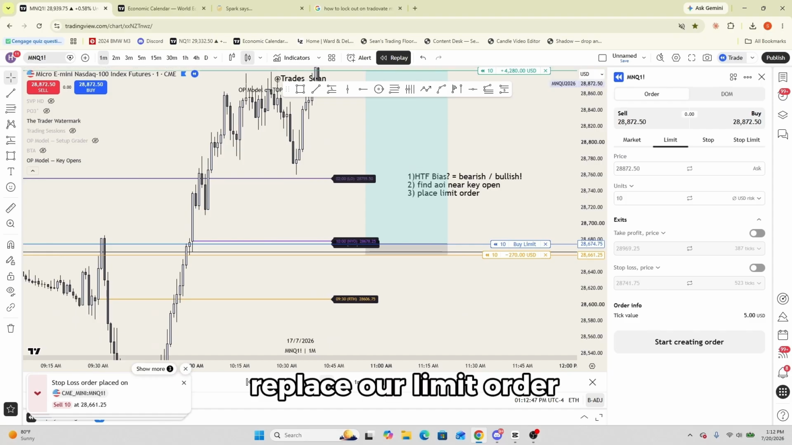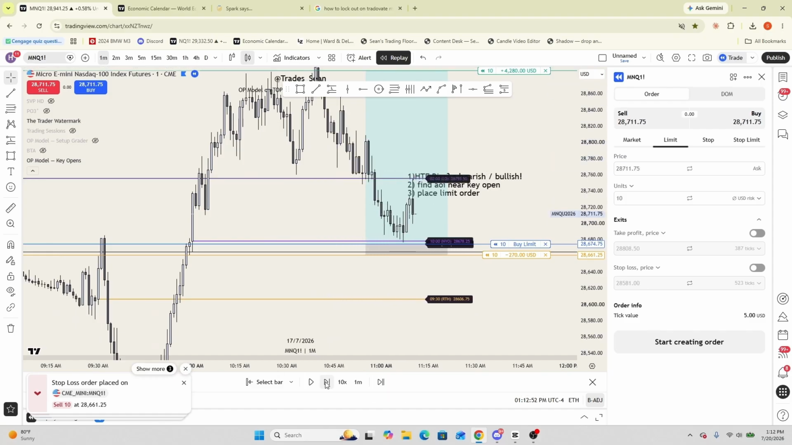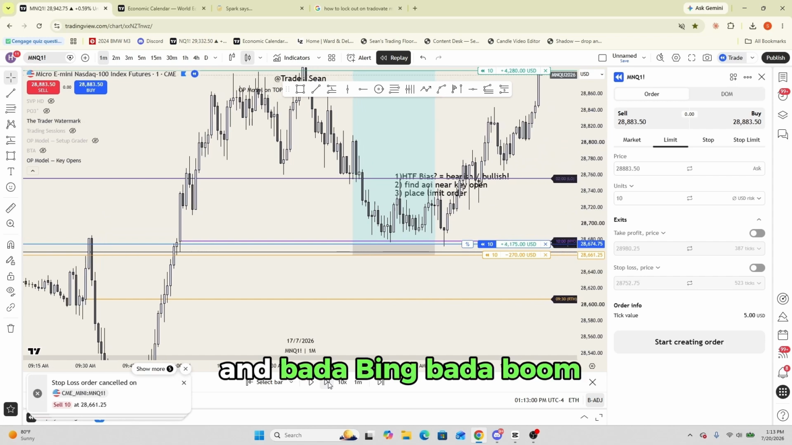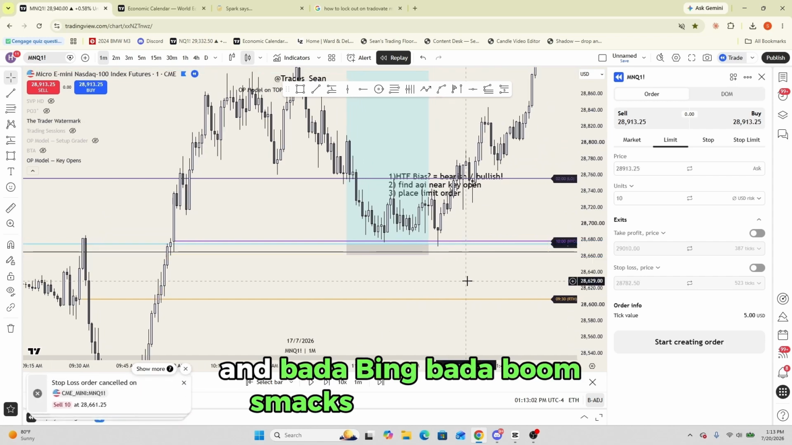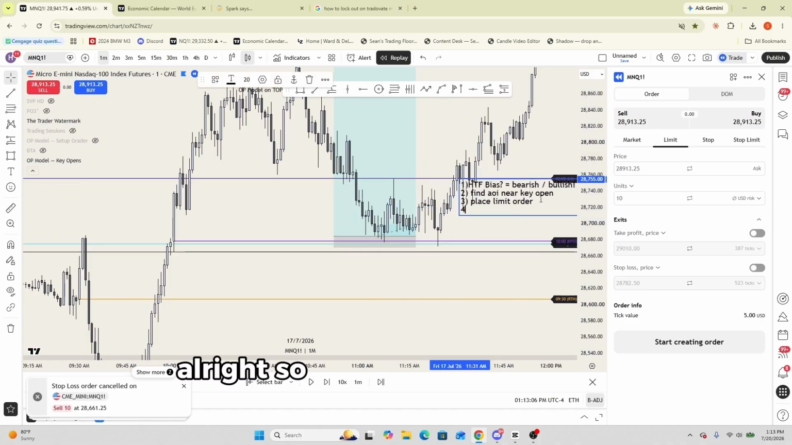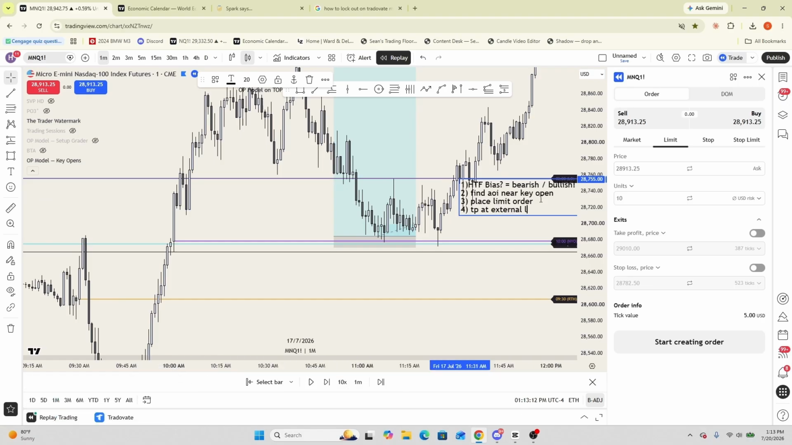We place our limit order, price comes back down, retest our 830, and bada bing, bada boom, smacks full take profit. Right? So from step 4 and 5, take profit at external liquidity.